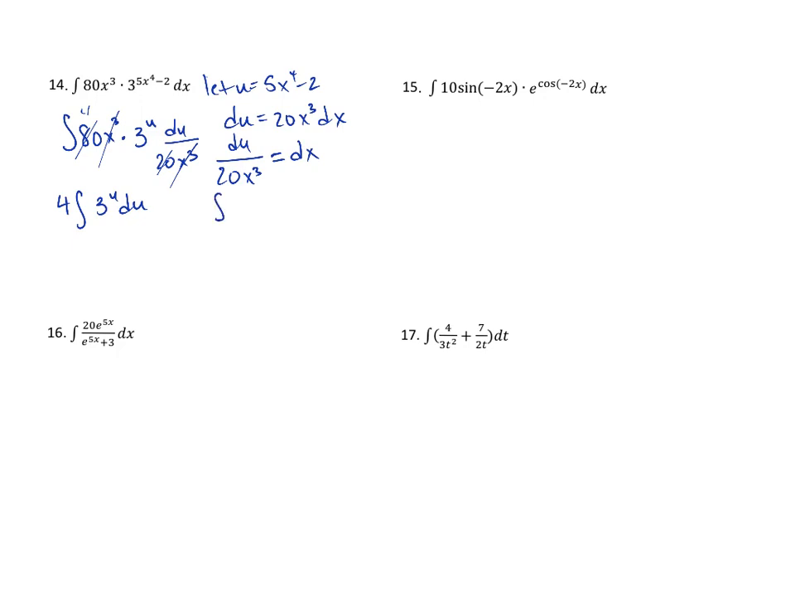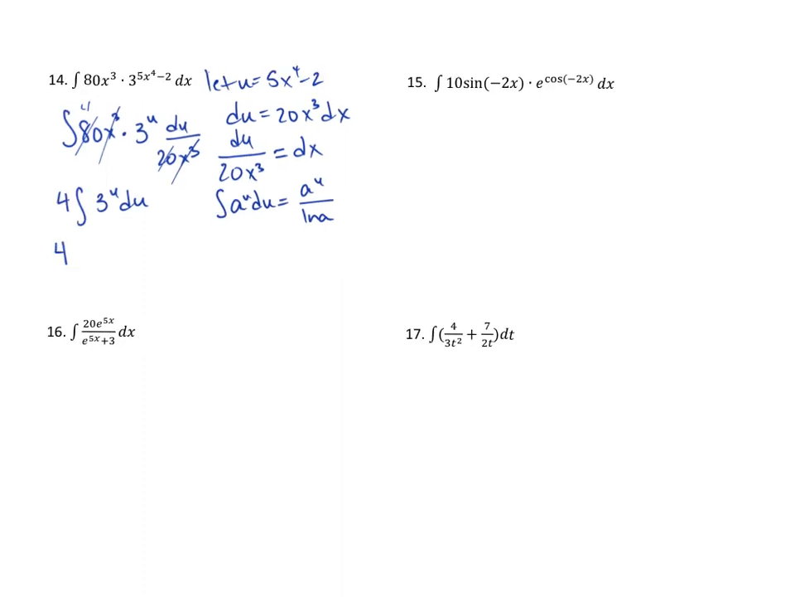The integral of a to the u du, we had talked about this, it's on our formula sheet, is a to the u over ln a. So let's go ahead and use that. So this will be 4 times 3 to the u over ln 3 plus c. Let's make our resubstitution, so 4 times 3 to the 5x to the fourth minus 2, all over ln 3 plus c.